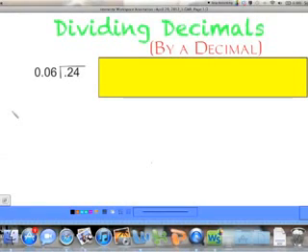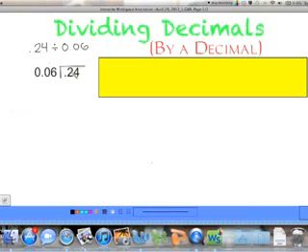Let's get started practicing dividing decimals, but this time we're going to be dividing by a decimal. So it's a little bit different than dividing by a whole number. So let's take a second and look at our first problem. 2.4 divided by 0.06. Now let's look at this problem for a second.